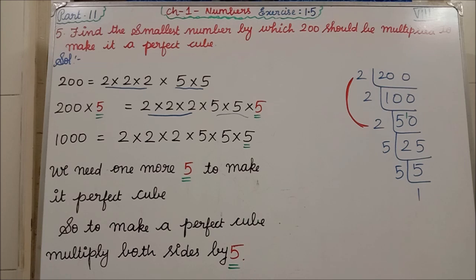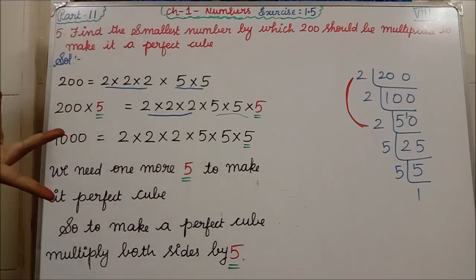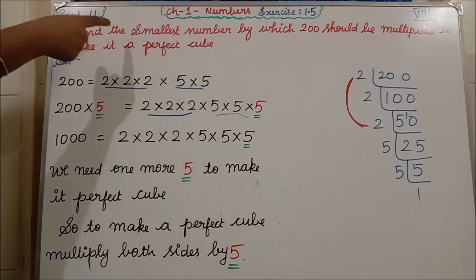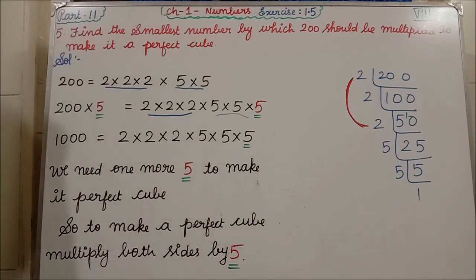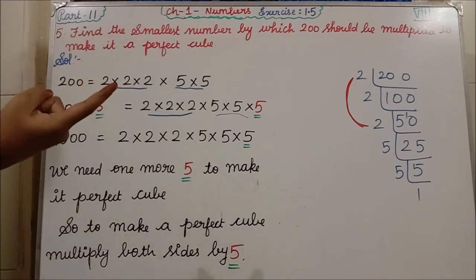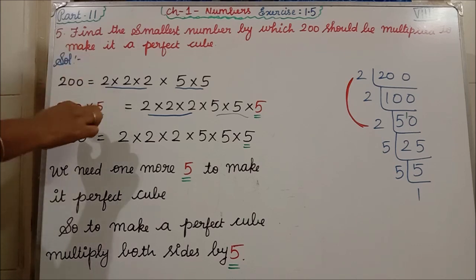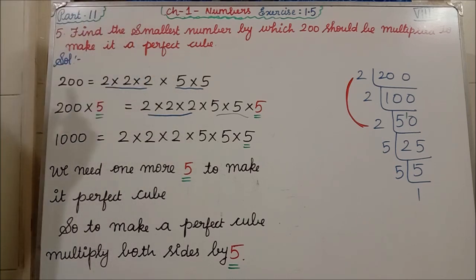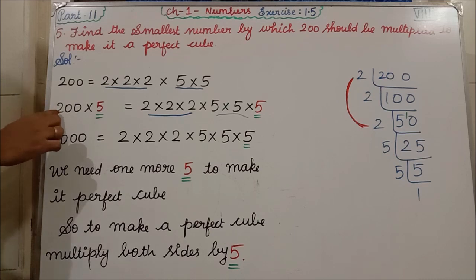200 is equal to, how can we write the factors? 2 into 2 into 2 into 5 into 5. Now for this 2 I am having 3 2s. For this 5 I am not having 3 5s. So in the question they are asking what number should be multiplied to make a perfect cube. So here what number we need? One more 5 we need, isn't it? That 5 you are going to multiply in the left hand side as well as in the right hand side. See, here also I am multiplying with 5. There also I am multiplying with 5. So when you multiply 200 into 5, I am getting 1000.